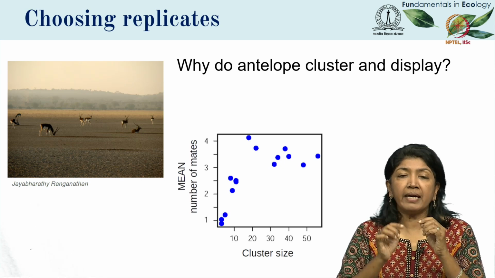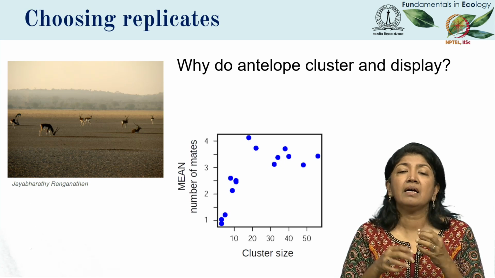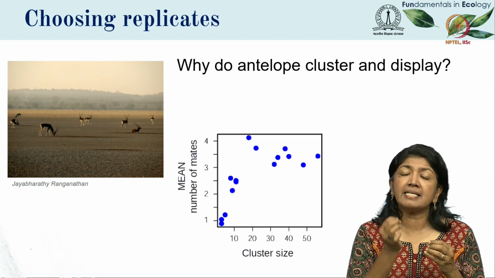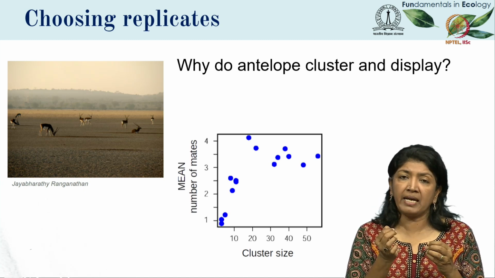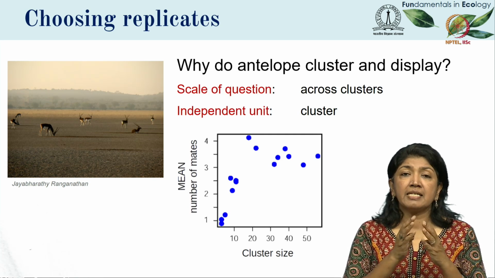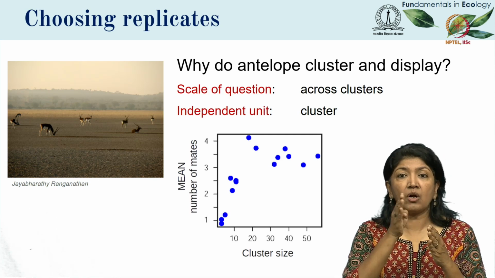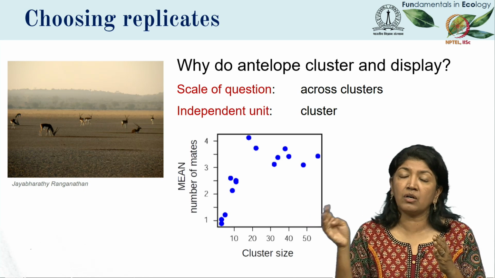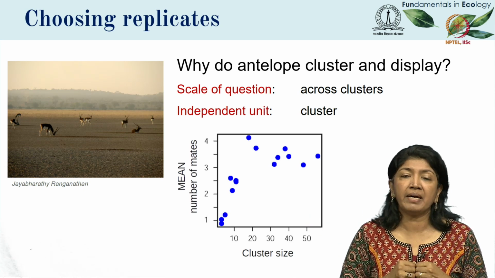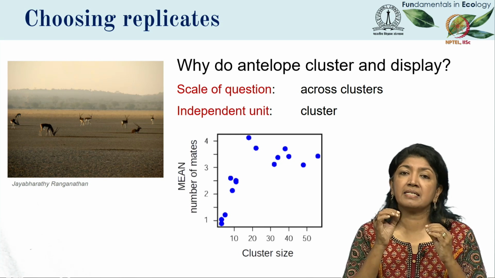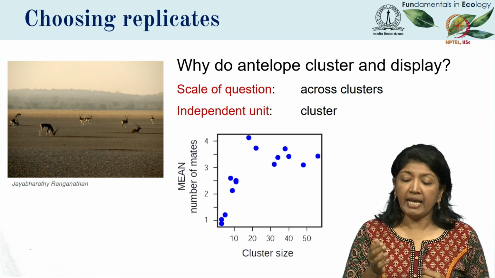Multiple males from the same cluster are subsamples that allow me to get a good estimate of mating success of a male for that sample. So, the scale of the question is across clusters. I want to know how something is changing across clusters, here male mating success, and an independent replicate here is the cluster. Take a different question.